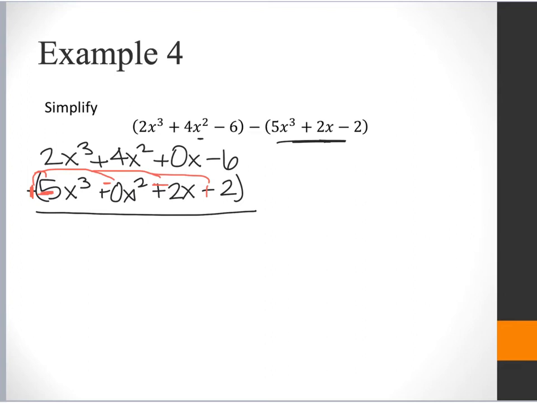So here I have 2x cubed plus a negative 5x cubed, which is a negative 3x cubed. We have 4x squared plus 0x squared, which is still a positive 4x squared. I have 0x plus a negative 2x, which is minus 2x. And negative 6 plus 2 gives me a negative 4. So this is for the vertical method.